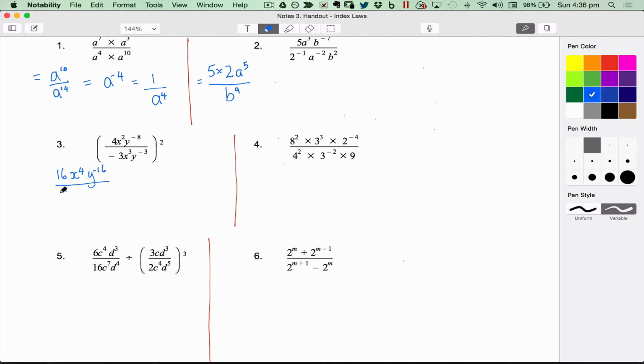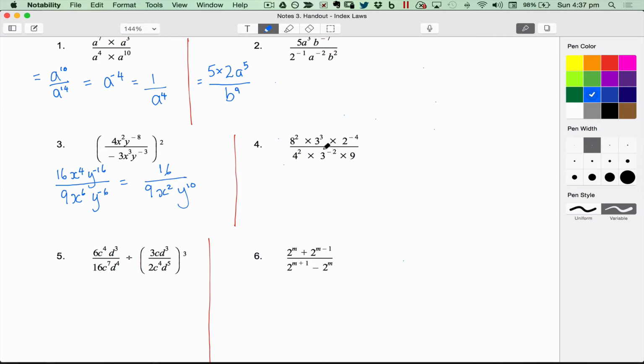Over negative 3 squared, which is 9. X to the 3 times 2 is 6, and y to the negative 3 times 2 is negative 6. When I simplify this, I'm going to end up with 16 on the top, and 9 will still be on the bottom. X to the 4 minus 6 is going to be negative 2, so I'll put that on the denominator. Negative 16 minus negative 6, so that's negative 16 plus 6, which is negative 10, so I'll put that on the bottom there.